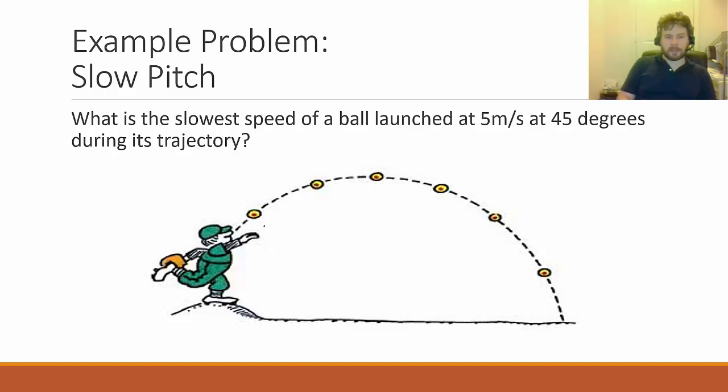So we know that the velocity of this ball is at a 45-degree angle and that the speed is 5 meters per second. Now, you could go through and have a technical answer to this, but this is actually pretty easy to understand in terms of the simple kinematics of it. So here's what I mean.